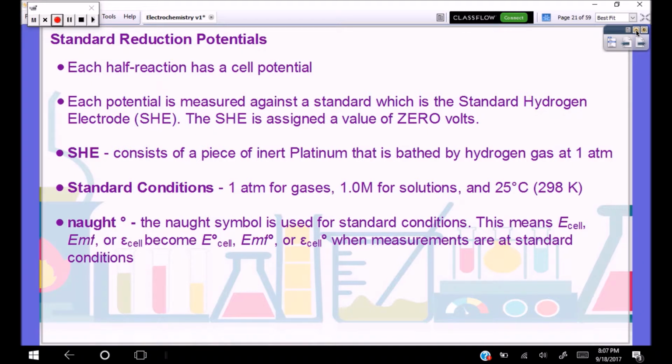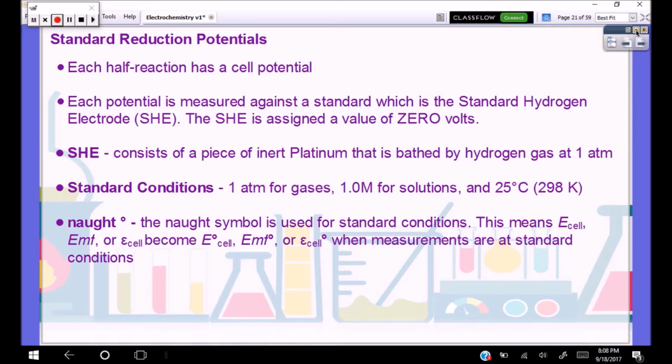We also have standard conditions. So you saw before it said E naught, or the naught symbol. All that means is that we're using standard conditions. Standard conditions is 1 atmosphere when we're dealing with gases. It's 1.0 molar for solutions. And both gases and solutions are at 298 Kelvin or 25 degrees Celsius.